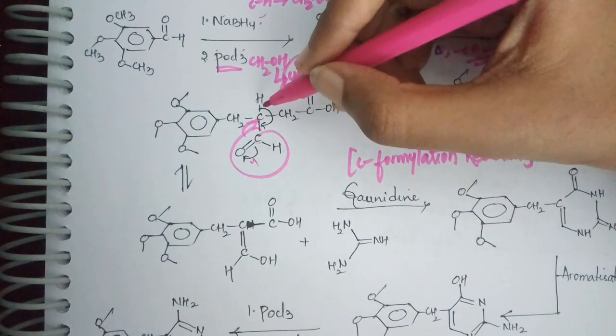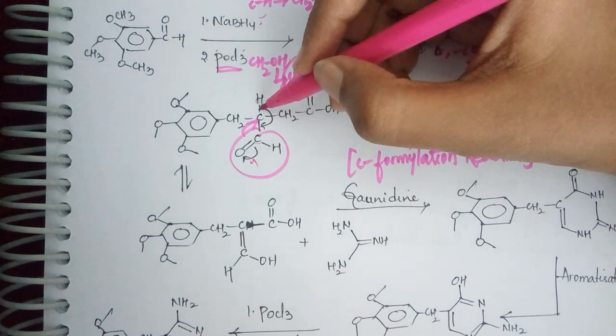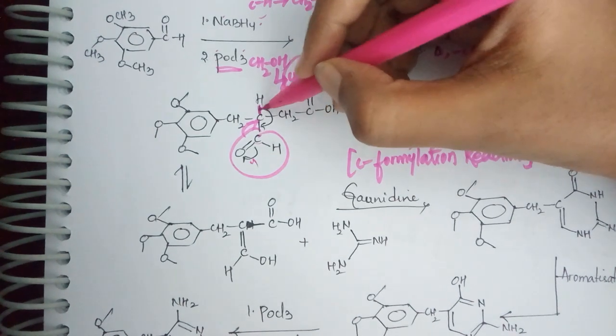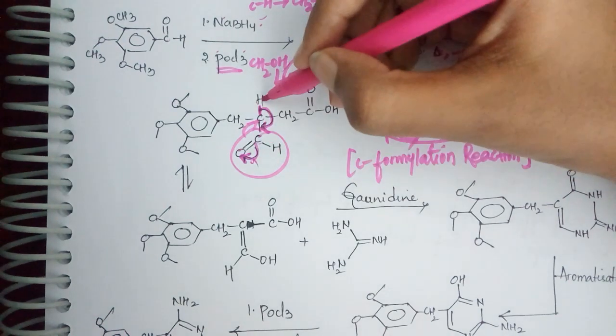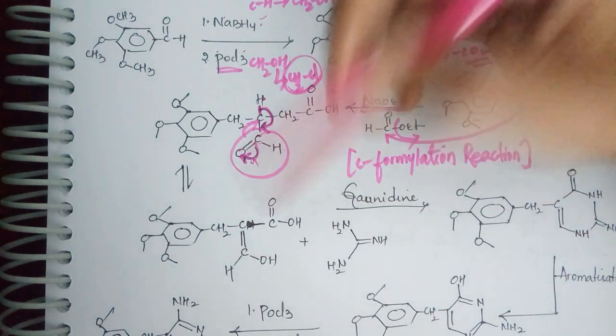Later I am doing the enol form. I am writing when I shift this hydrogen to here, this bonded electrons are shifted here, O minus will take this H place and convert into enol form.